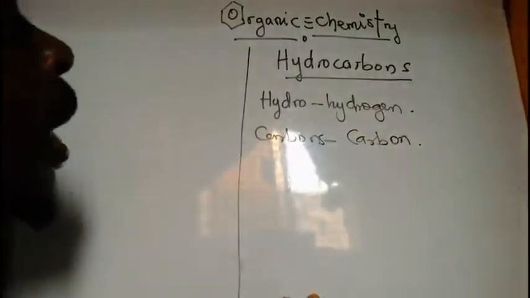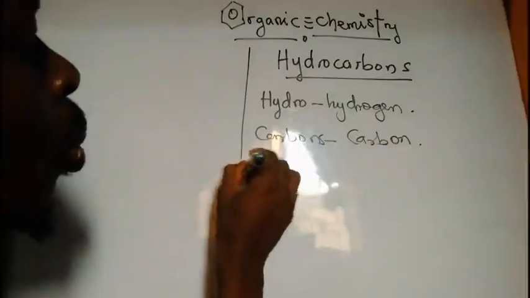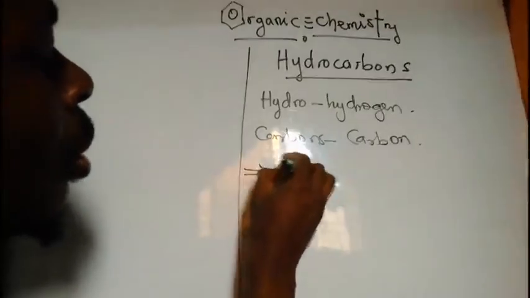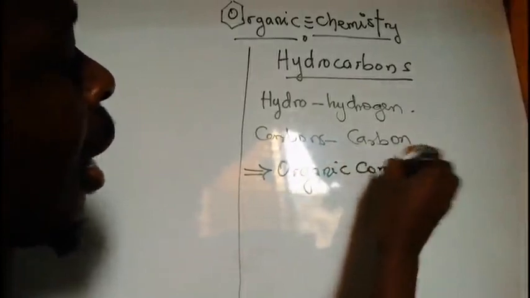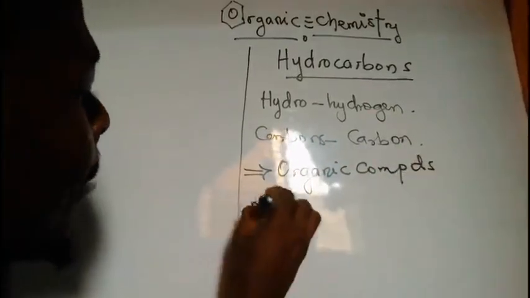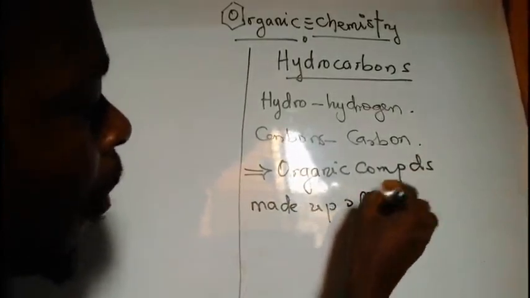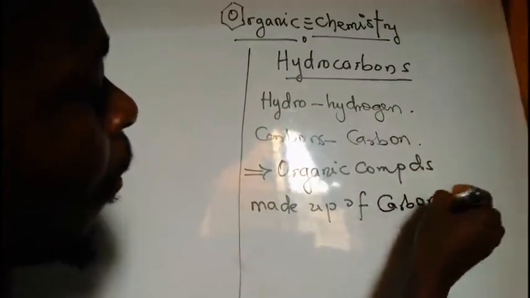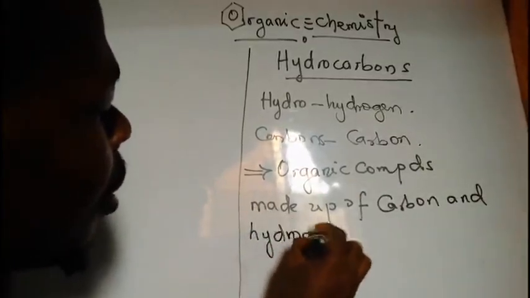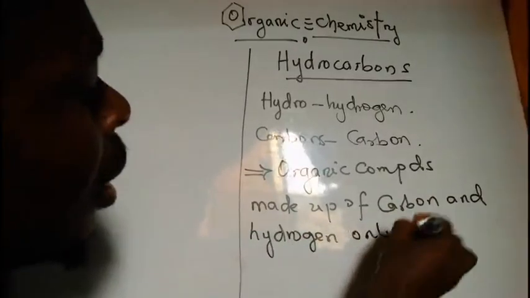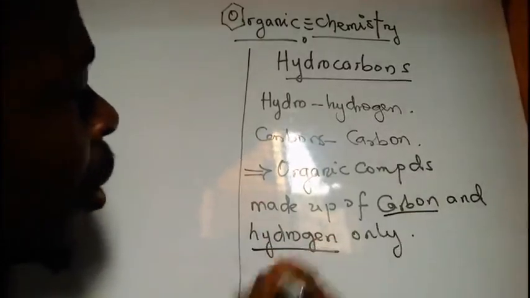Okay. Now, when we say hydrocarbon, they are a special type of compounds. They are organic compounds. So we say that hydrocarbons are what? Organic compounds. Right? They are organic compounds made up of carbon and hydrogen only. That is what we call hydrocarbon. So they are made up of carbon and hydrogen only.